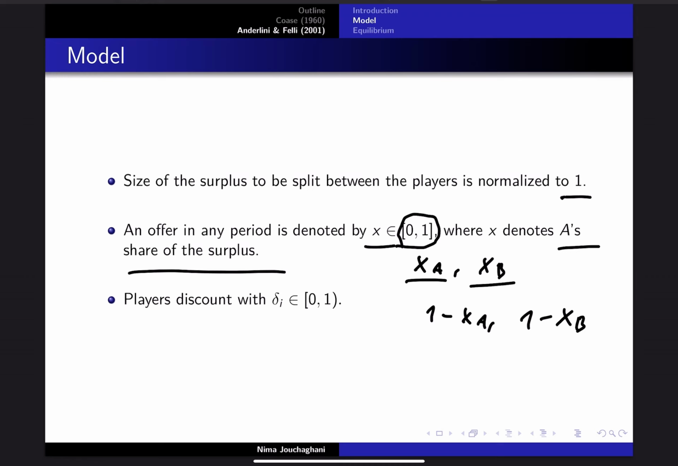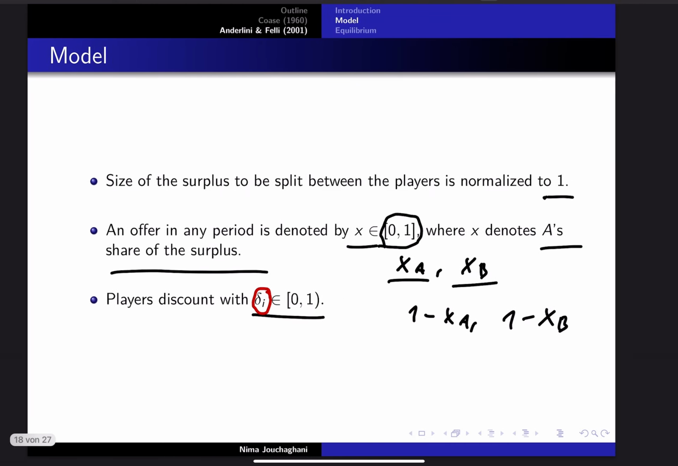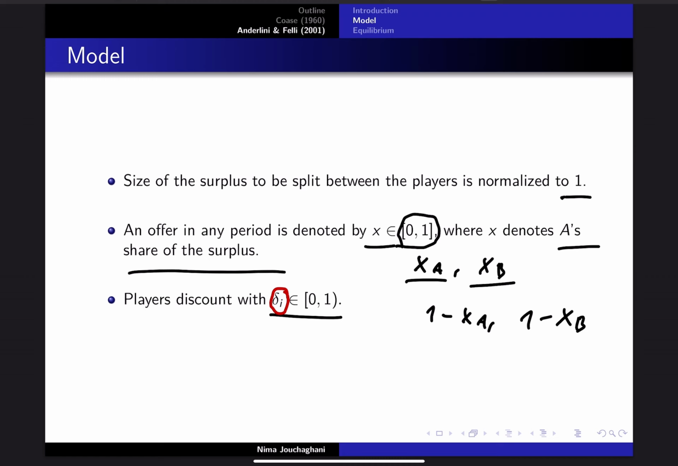In addition, players discount with delta_i. They can be super impatient, so they do not value the pie in the future at all, or they can be very patient, so they do not care about prolonging the renegotiations. One key feature here, which you might not have noticed, is that the players are allowed to be heterogeneous with respect to the discount factor. Player A and player B can have different degrees of patience. This also holds for the cost parameter, which also has a player index, so we can have heterogeneity with respect to the costs. There's no reason to assume that people have the same opportunity cost of time or the same degree of patience, so this makes the model more generally applicable.